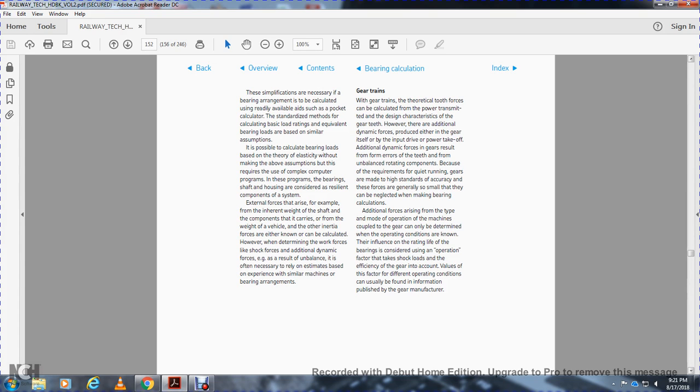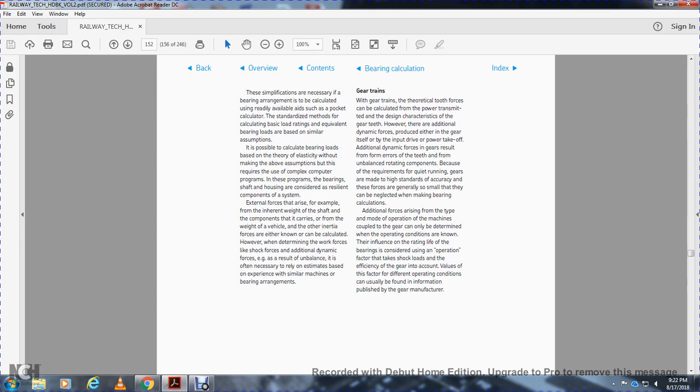In these programs the bearing, shaft and housing are considered resilient components of the system. The external forces, for example the inherent weight of the shaft component and the weight of the vehicle, and other inherent forces, if known, can be calculated. To determine the working force, shock forces and additional dynamic forces resulting from unbalance, it is often necessary to rely on estimates based on experience with similar machines or bearing arrangements.